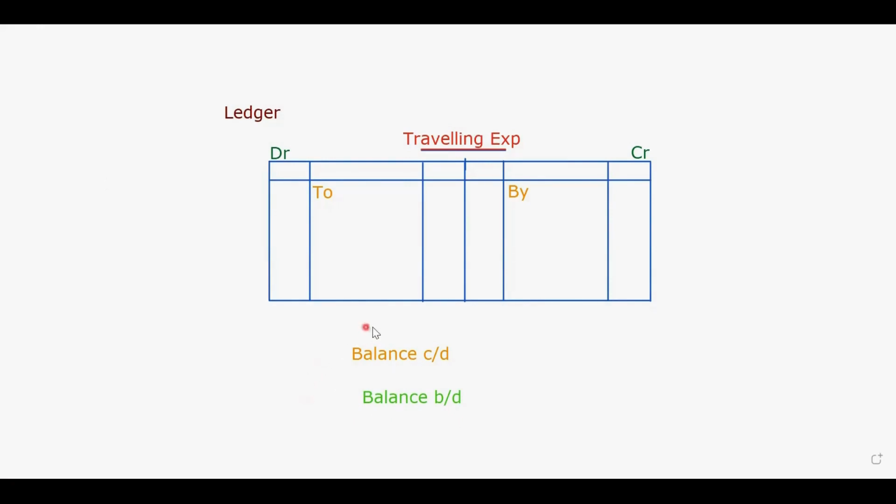In every ledger account, these two words have the major task. Because in the balance brought down, we can find out the ledger balance.